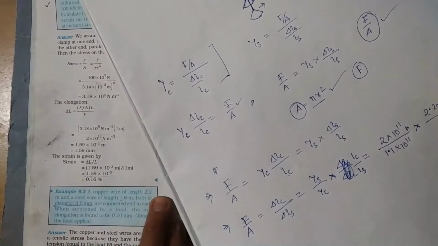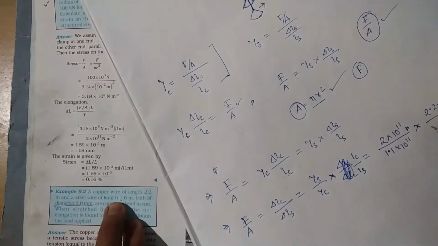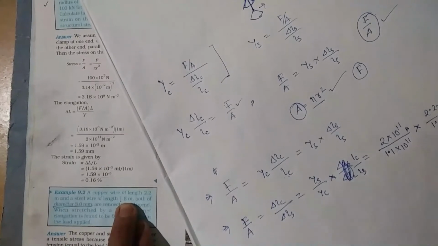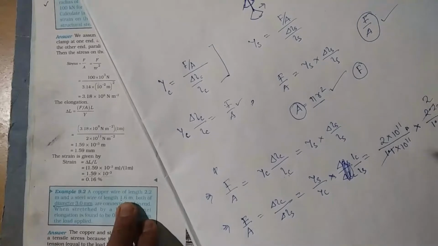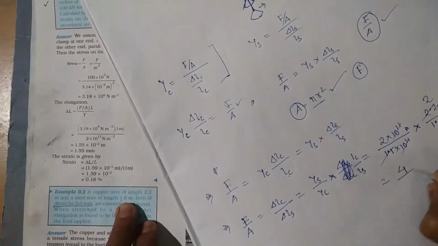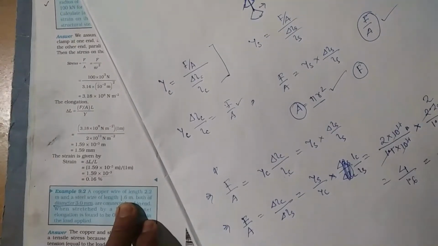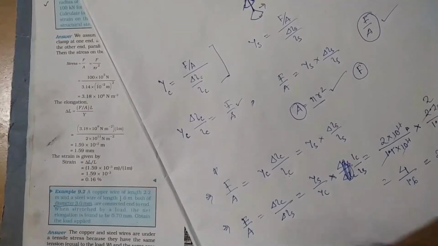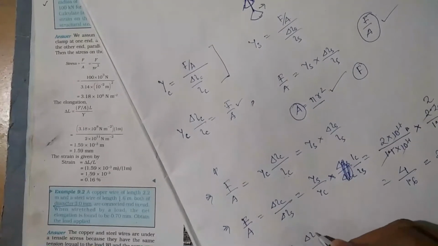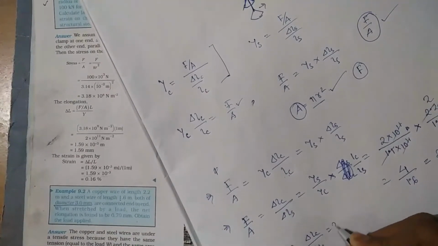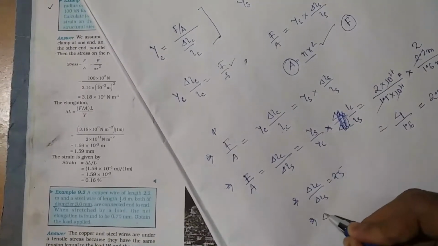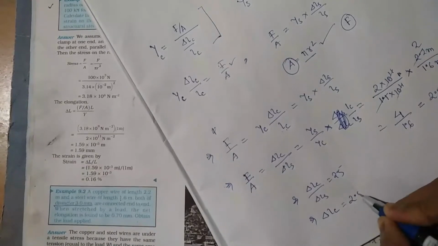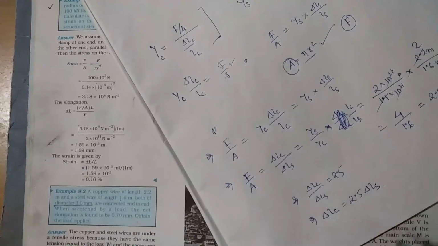Here it is given the length of the copper wire is 2.2 meter and the length of the steel wire is 1.6 meter. 1.51 divided by 2.1, so we get 2, and 10 to the power 11 we are cancelling them, or we can write 4 divided by 1.6, or we can write this to be equal to 2.5, or we can write del L of C by del L of S is equal to 2.5, or we can write del L of C is equal to 2.5 del L of S.